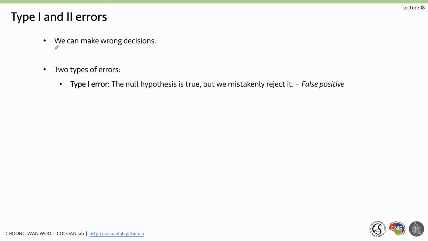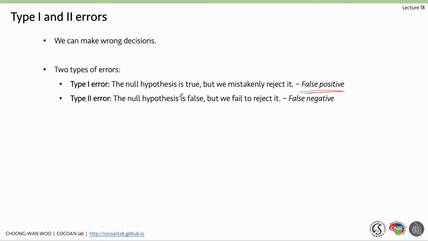We can make wrong decisions, right? Because the alpha level is arbitrary, many times we can make wrong decisions, and there are two types of errors. One is the type 1 error, that is when the null hypothesis is true, we mistakenly reject it. That's a false positive. And a type 2 error is when the null hypothesis is false, but we fail to reject it. So that's a false negative. We say, oh, there are no significant results, but in truth, there are.